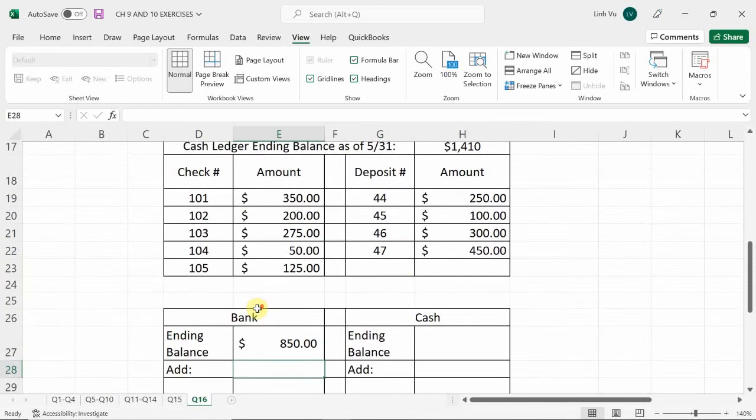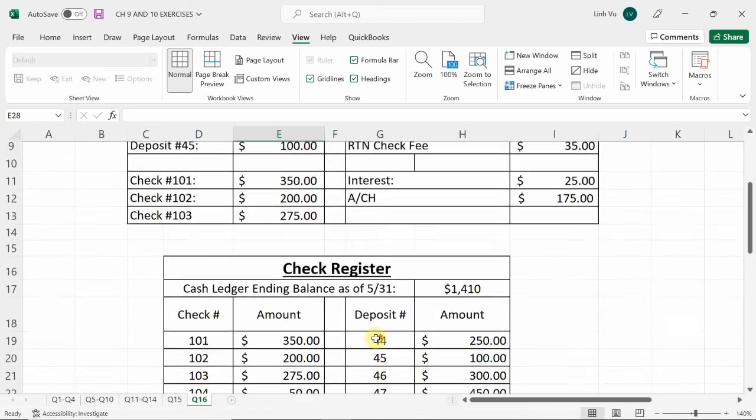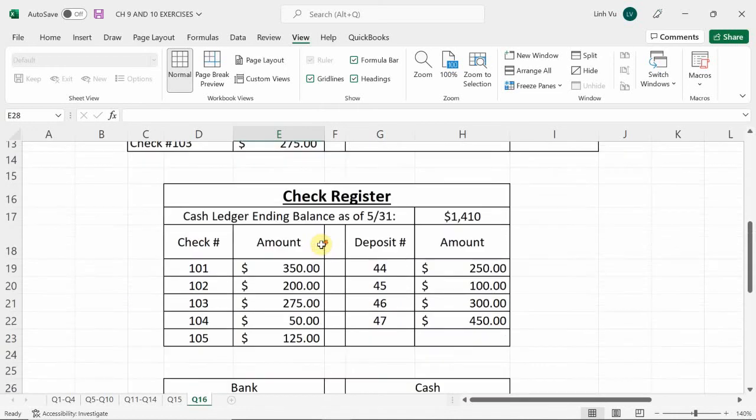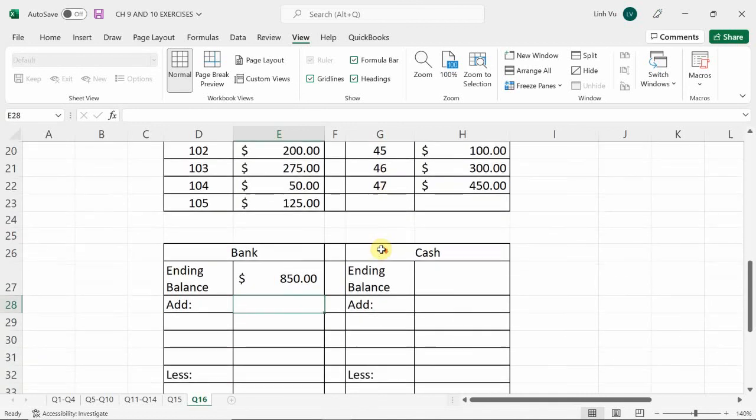What do I need to add to my bank account? Deposits in transit. So let's take a look at my checking register. Right here, I have checks on the left. On the right side, I have my deposits. How many deposits do I have? You've got 4 on the check register and 2 in the bank. Only deposit number 44 and deposit number 45 have cleared. So which deposits am I missing? 46 and 47. Okay, we're missing 46 for $300 and 47 for $450.